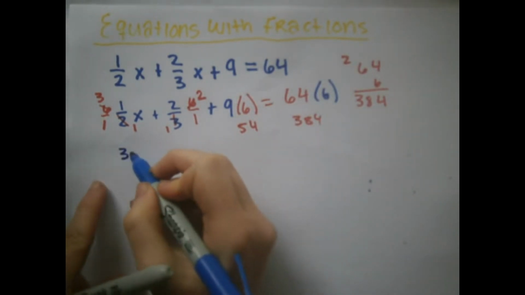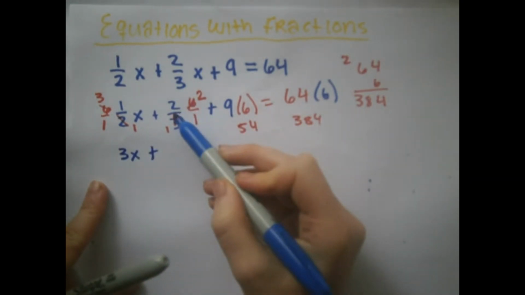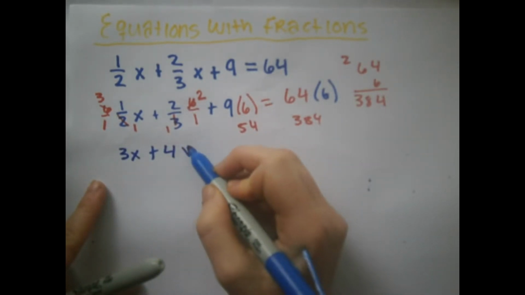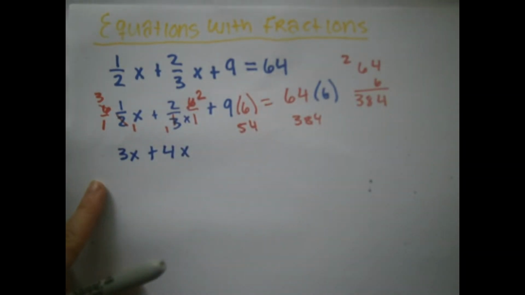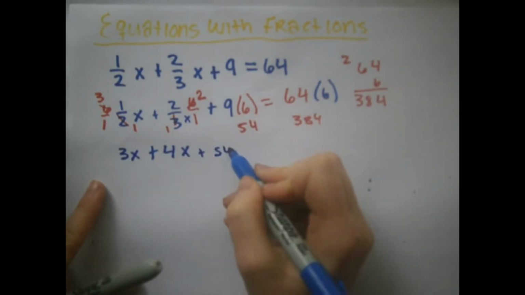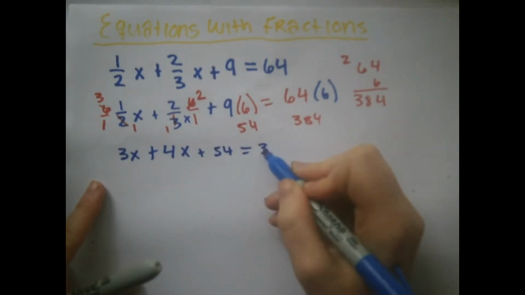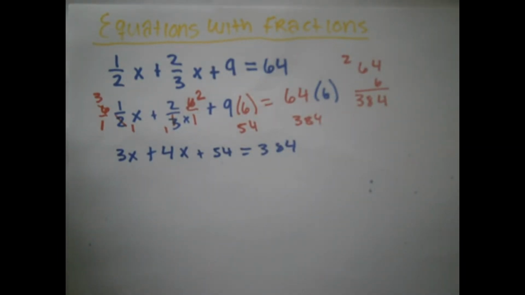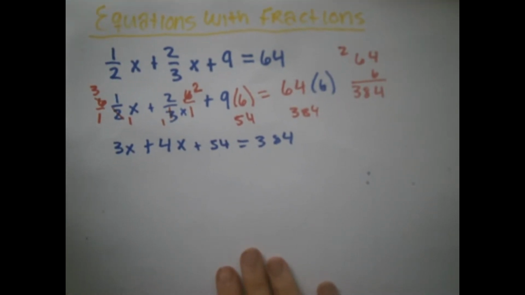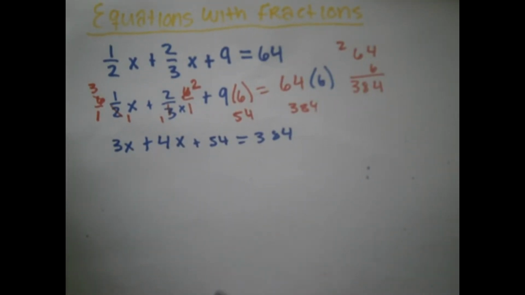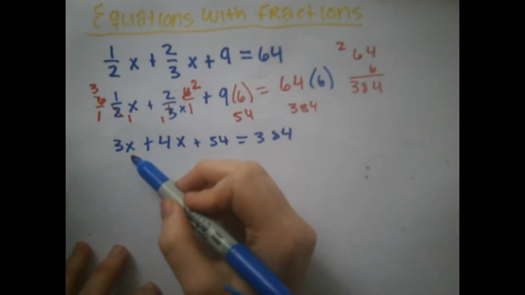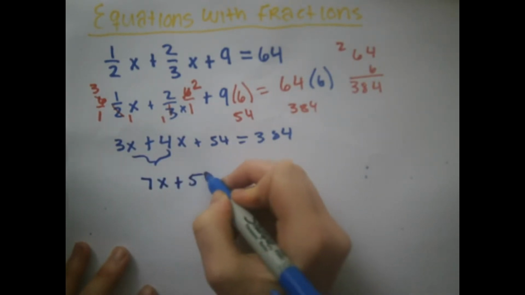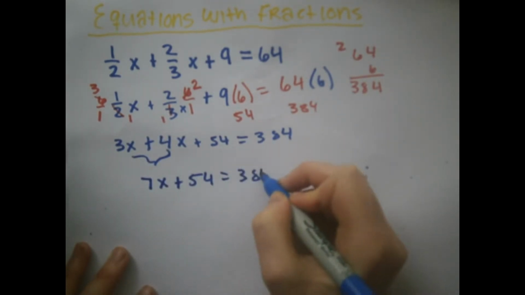So we have 3x plus, well, we have a 2 in our numerator, times our 2, which is going to be 4x, plus our 54 equals our 384. Okay, so now what we can do is collect our like terms, alright? So let's start collecting our 3x and our 4x. That'll give us 7x. Plus our 54 is equal to 384.